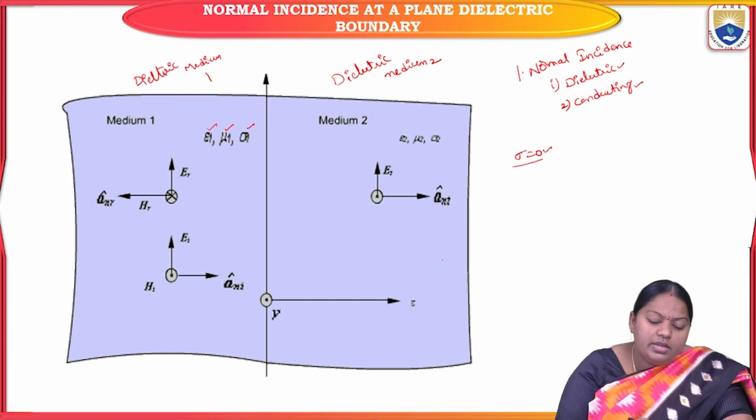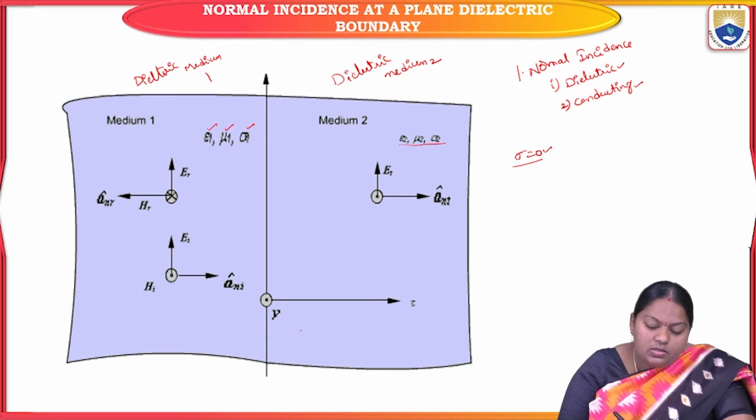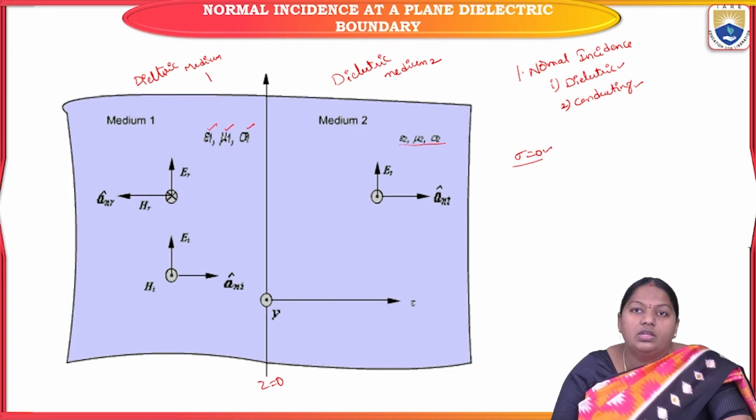So for medium 1, epsilon 1, mu 1 and sigma 1 are the three characteristic parameters. Similarly, for medium 2, these three are given by epsilon 2, mu 2, sigma 2, right? If you observe clearly, z equal to 0 is the interface. This interface exists between the two media, dielectric medium 1 and medium 2.